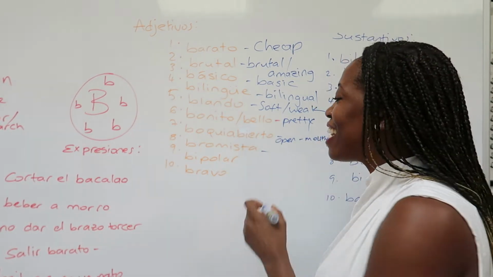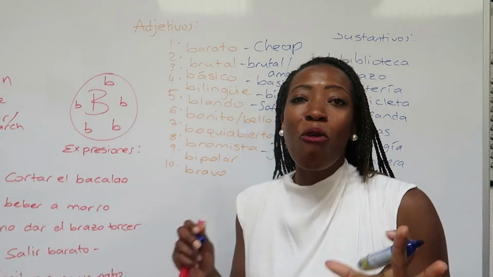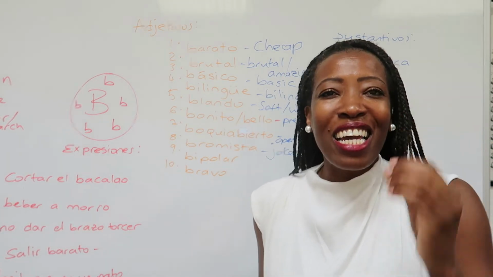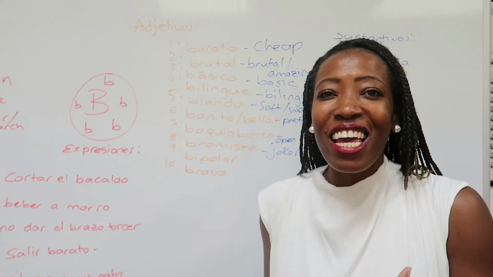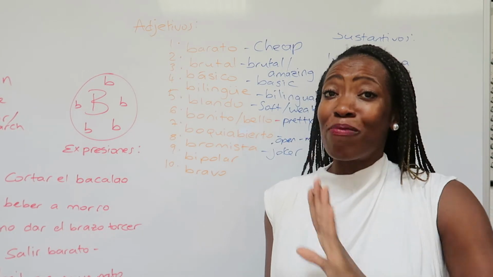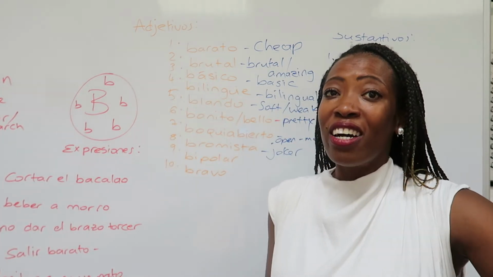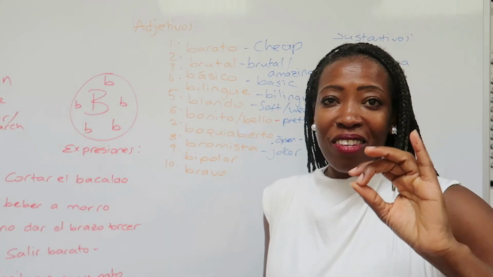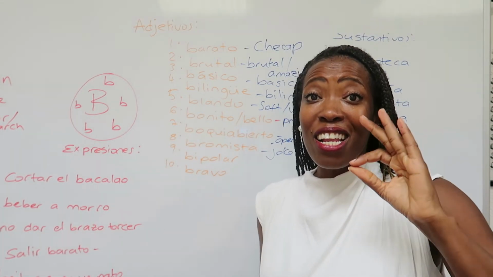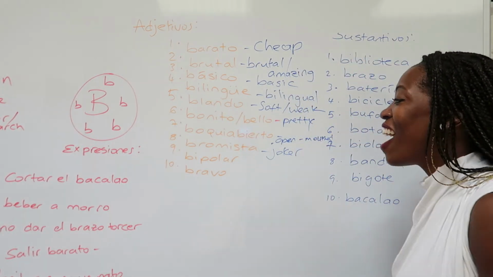Bromista. Bromista is a joker. So someone is just full of jokes. You know, there's always that one person in class who is the class joker, the class clown. Es que es muy bromista. Okay, he is a joker. Don't take him seriously. Don't get offended because this is just the way he is. Es el bromista de la clase. There you go. That's better.